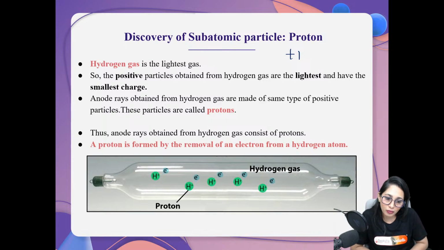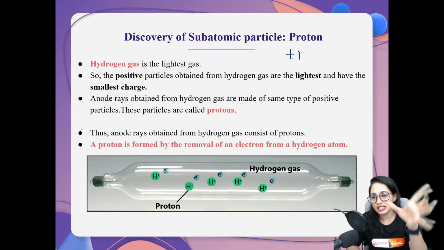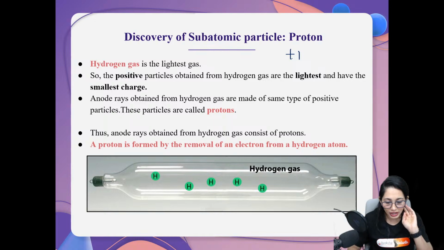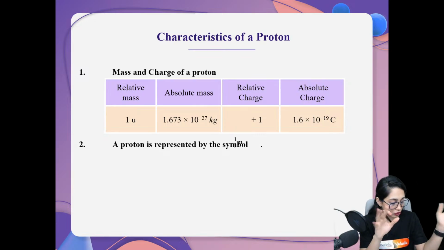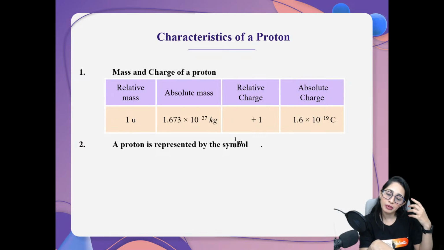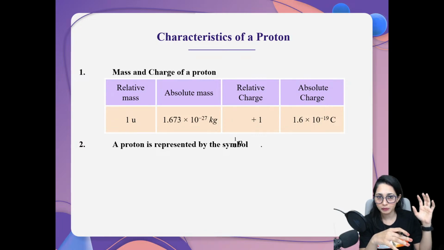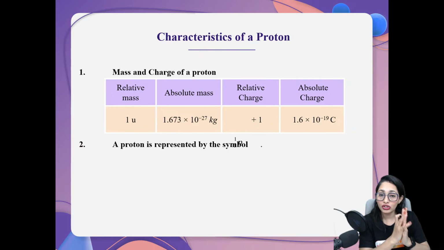A proton is formed by removal of an electron from a hydrogen atom. If you remove an electron from a hydrogen atom, that is itself a proton. So what is the mass and charge of the proton? Mass is significantly high when compared to electrons. Electrons are like feathers, so the mass of the electron can be ignored. It's negligible. They are very, very light in weight. But the mass of the proton cannot be ignored.